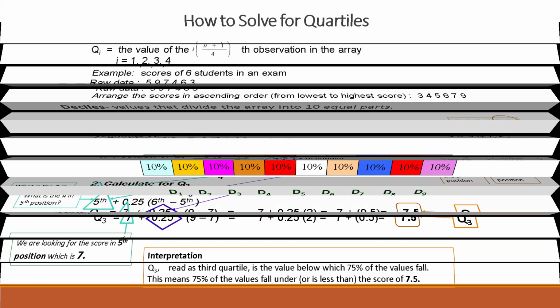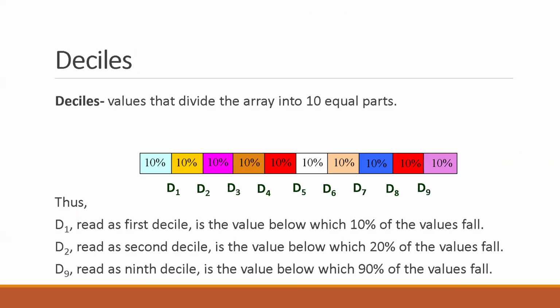Now we go to deciles. Deciles are values or points that divide the array into 10 equal parts. Thus, D1, read as first decile, is the value below which 10% of the values fall.